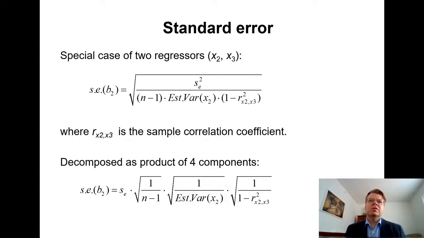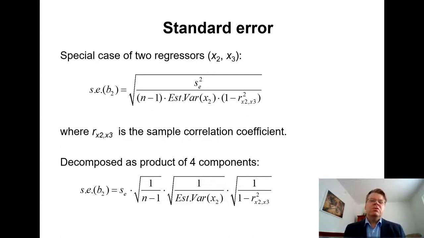And now we have two regressors, for example, size in square meters and number of rooms. So the standard error then would be the square root. In the numerator, we have again the estimated variance of the error term, which we calculate based on the regression residuals. In the denominator, we have n minus 1, where n is the sample size. Then we have the estimated variance of the regressor x2, and the fourth component is 1 minus r squared, where r refers to the sample correlation coefficient between these two explanatory variables x2 and x3.